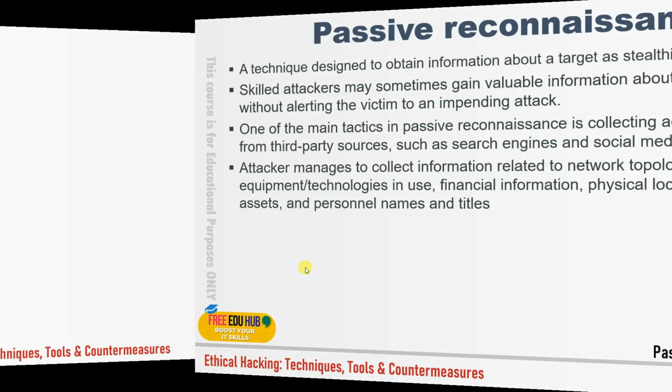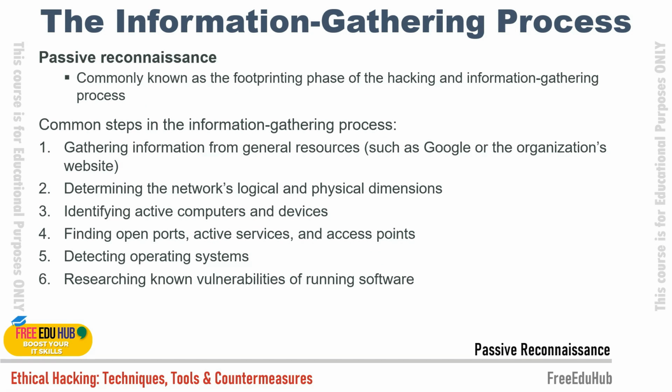Now we'll see the information gathering process, what the actual process is, and how they are successful in collecting the information. First of all, it is commonly known as the footprinting phase of hacking and information gathering. When they are collecting any sort of information about their potential target, we call it the footprinting phase as well.